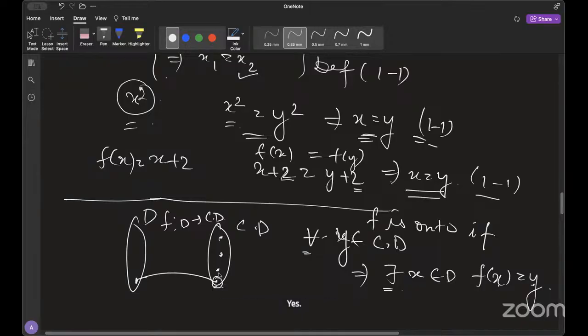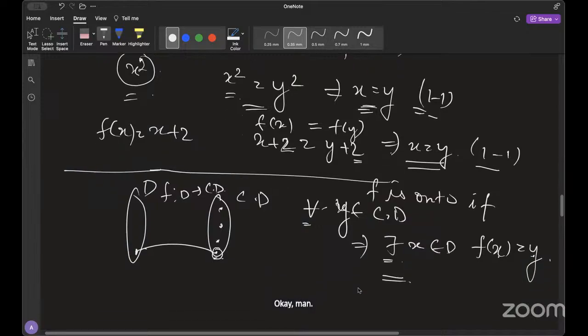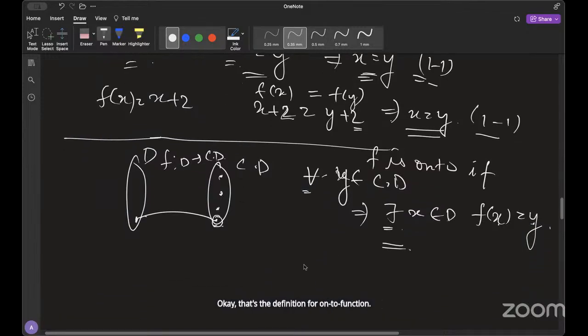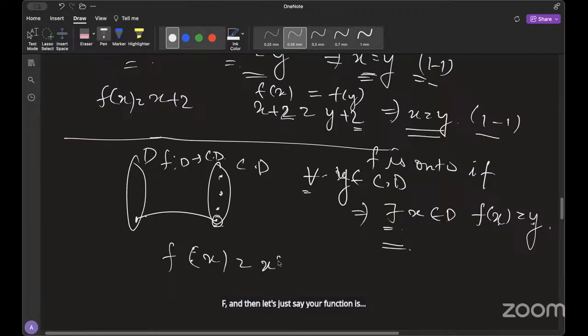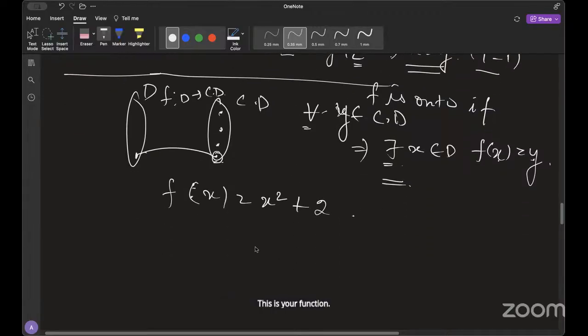I hope everyone knows what a pre-image and an image mean in terms of functions. That's the definition of an onto function. To check if a function is onto or not, let's say your function is x square plus 2. You need to check if this function is onto or not. So you do this thing.